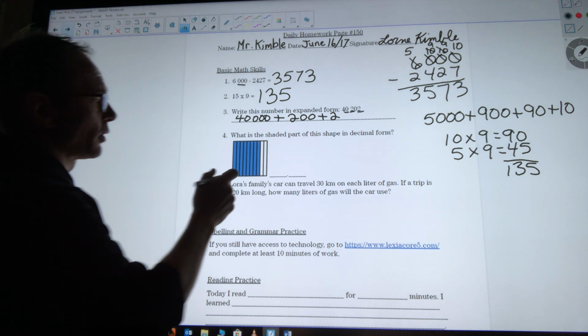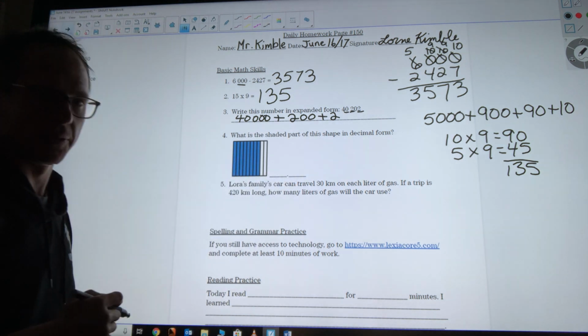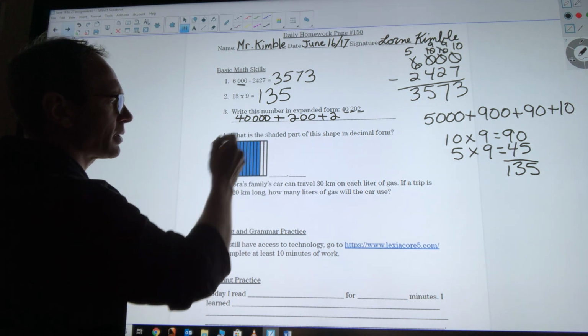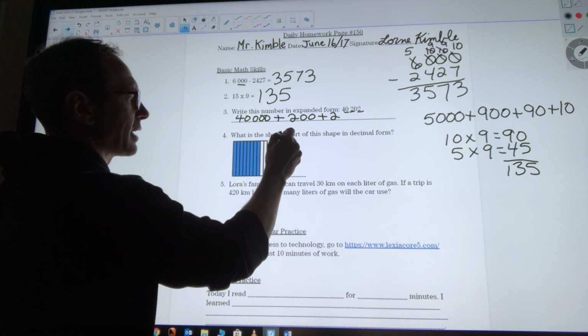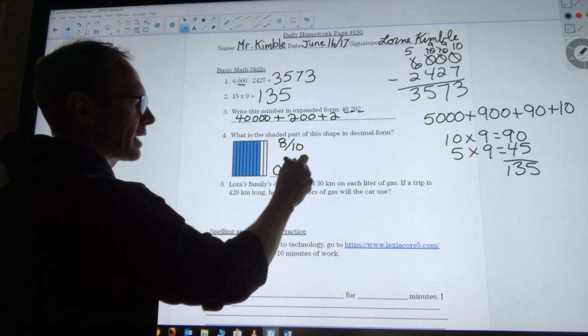For number 4, I want to know this shaded area, what is it in decimal form? So if I look here, I have 10 parts and 8 are shaded in. That's 8 tenths. So in decimal form, we write that as 0.8.